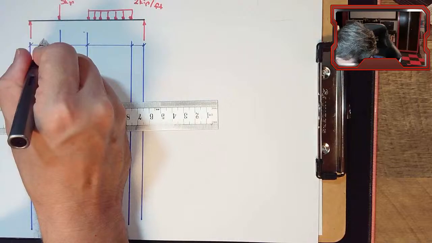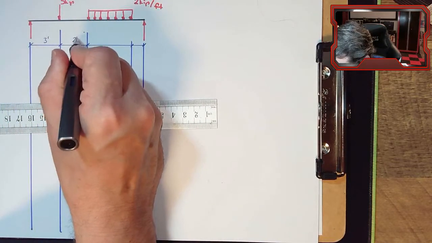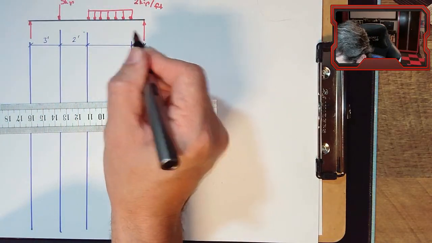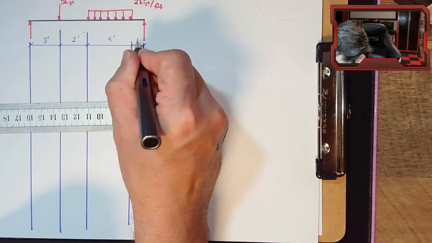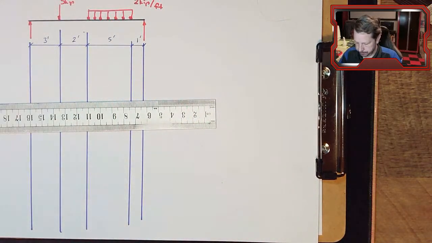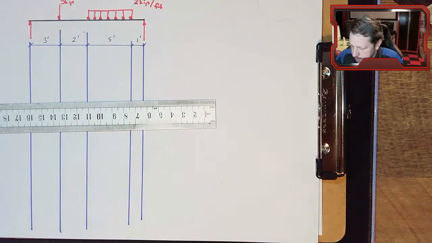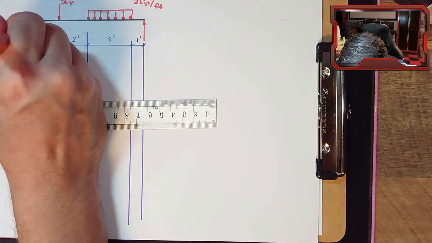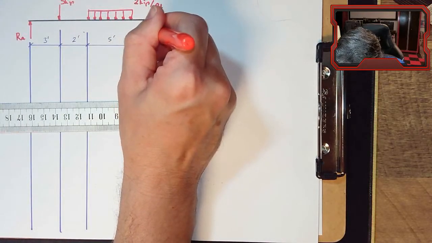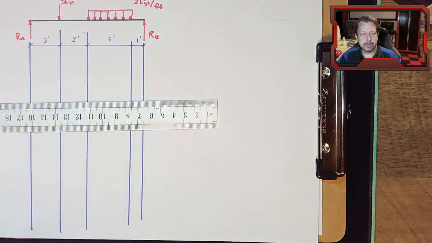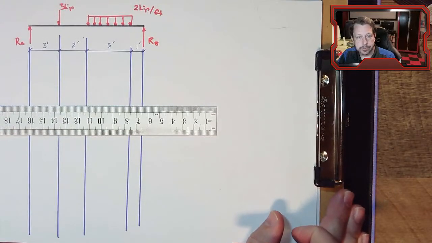Let's say this is 3 feet, 2 feet, 5 feet, and 1 foot. So those look reasonable. We don't know these reactions. Let's call this RA and RB. We don't know what their magnitudes are, so we actually need to solve for those first.